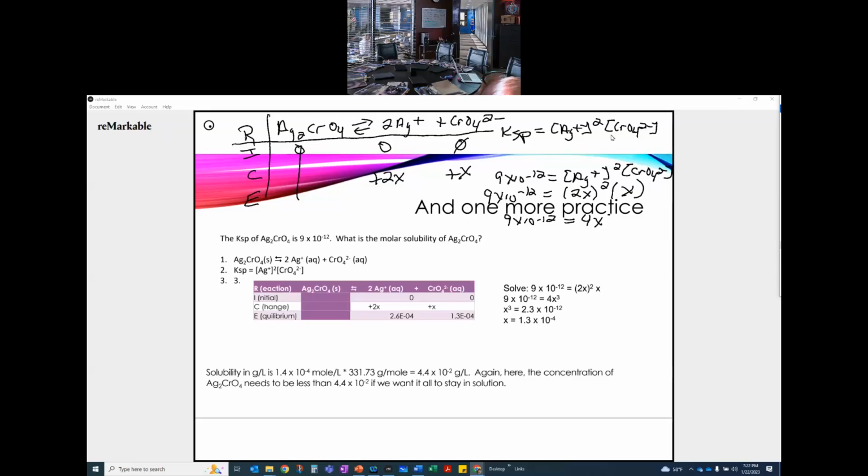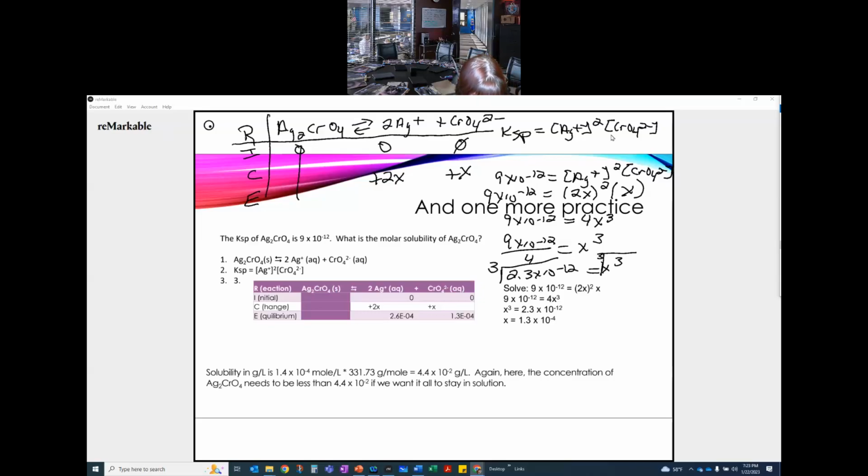And that is not very clear, so I'm trying to make it more clear. So then I take my 9 times 10 to the minus 12, I divide that by 4, and that's equal to x cubed. And if I do that happy math, I end up with 2.3 times 10 to the minus 12 is equal to x cubed. So I take the cube root of both sides.